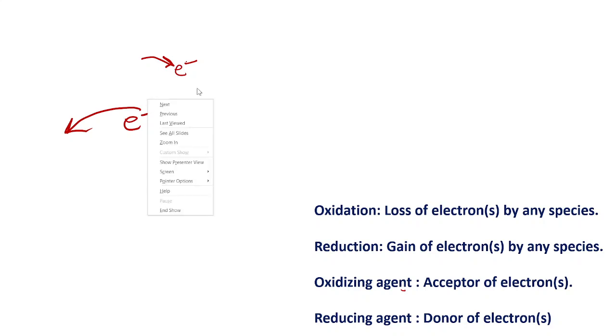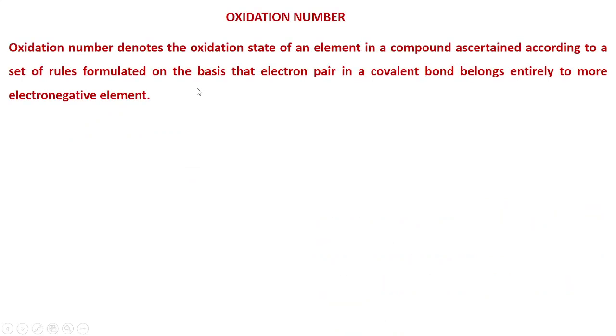Now let's see another concept, oxidation number. This is a very new thing for you, and you have never heard of it. What is oxidation number? It denotes the oxidation state of an element in a compound, which is ascertained according to a set of rules. Now we have certain rules for this. What does it denote?